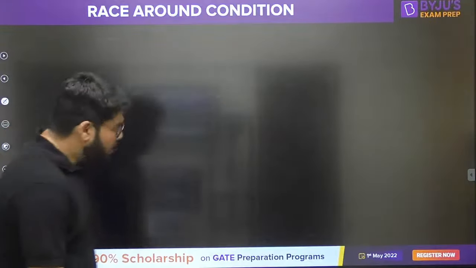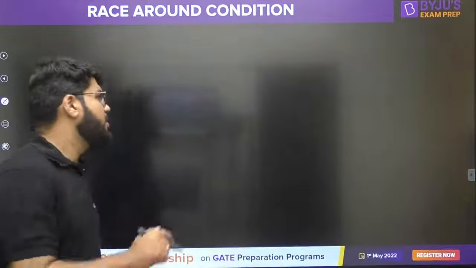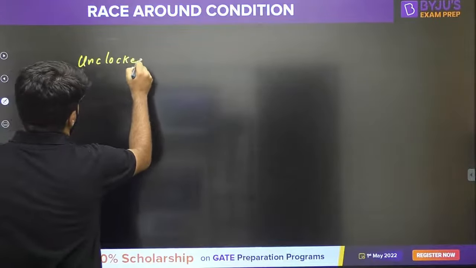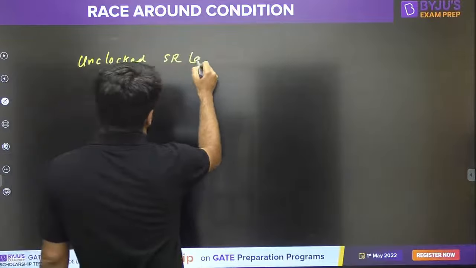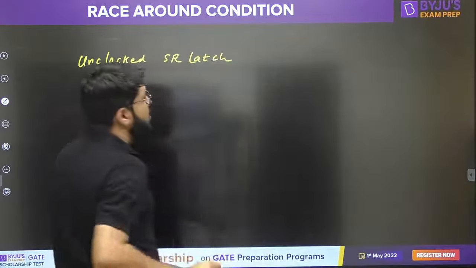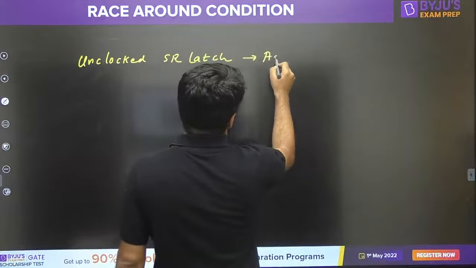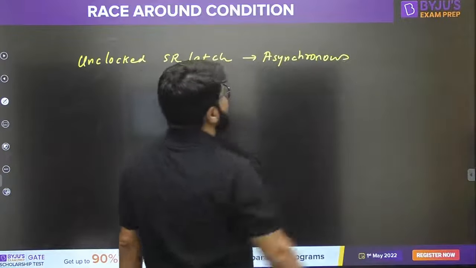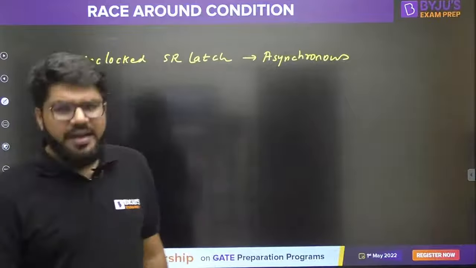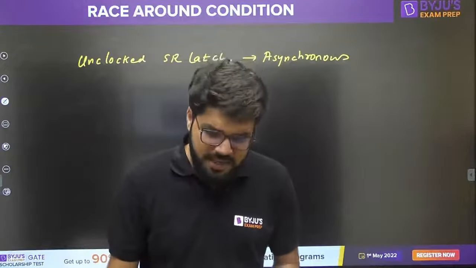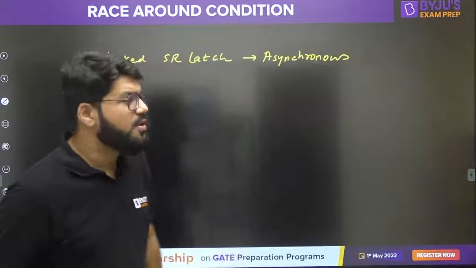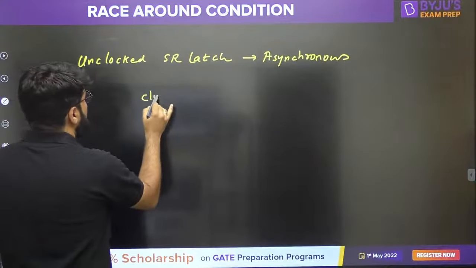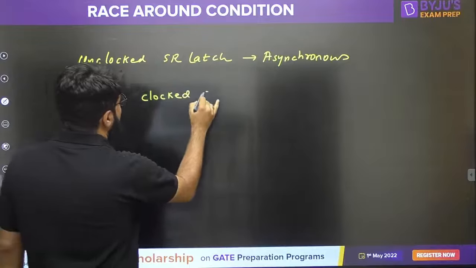Now guys, what have we studied in the past 2 days? We first started with the unclocked SR latch. A quick review, right? The unclocked SR latch was asynchronous, an asynchronous category of circuit. And we found that there can be stability issues, there can be noise issues in the asynchronous circuit, and that is why we went towards designing synchronous circuits. We started with the clocked SR latch.